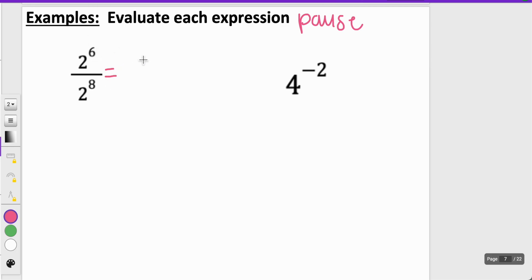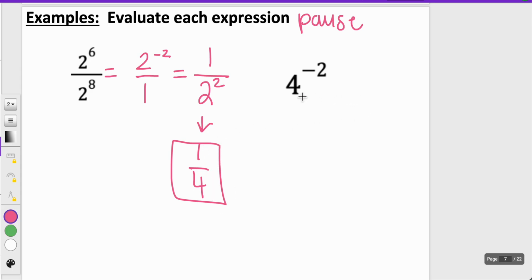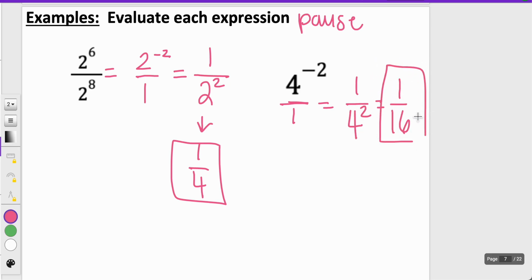All right, what I would do here first is I would subtract. I would do 6 minus 8, and I would get 2 to the negative second power. Then I need to release that negative exponent and put it on the bottom. So I'd get 1 over 2 to the second power, which reduces to 1/4. 4 over 4 to the negative second power can be made into 1 over 4 to the second power, which then is evaluated as 1 over 16.